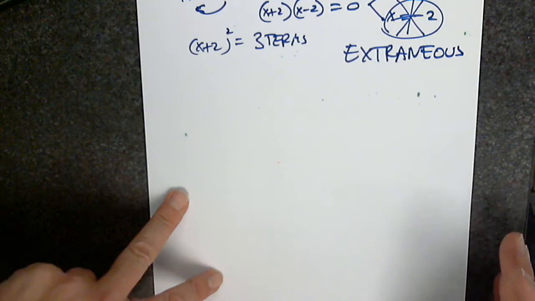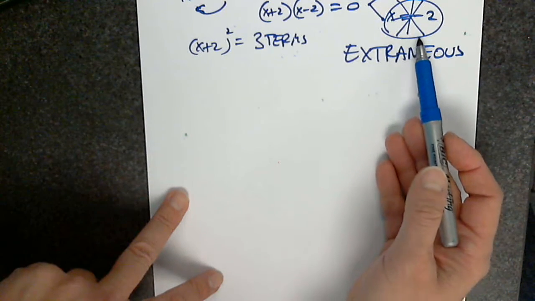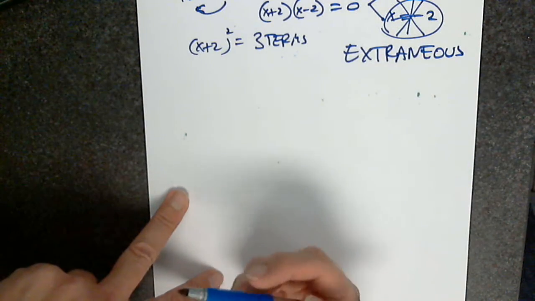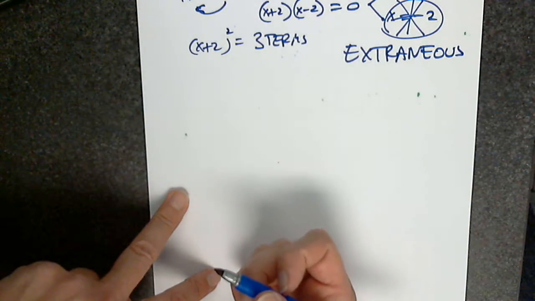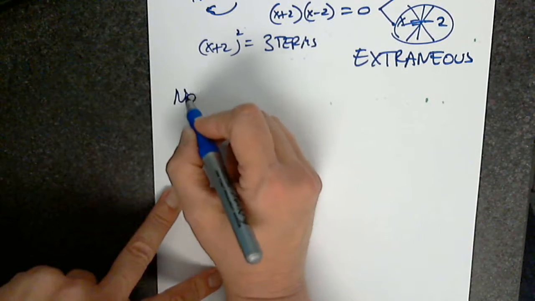Exactly what we just did. How did I identify the fact that x equals negative 2 was not the solution? Exactly. Now that's a big note.